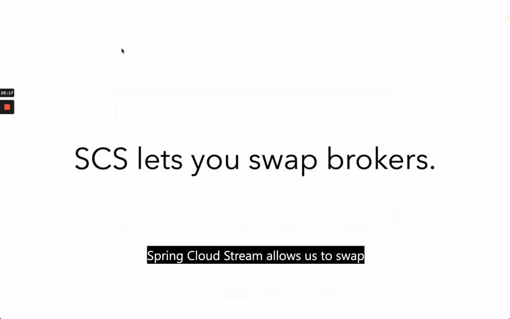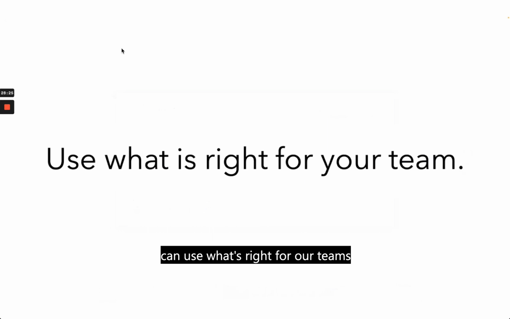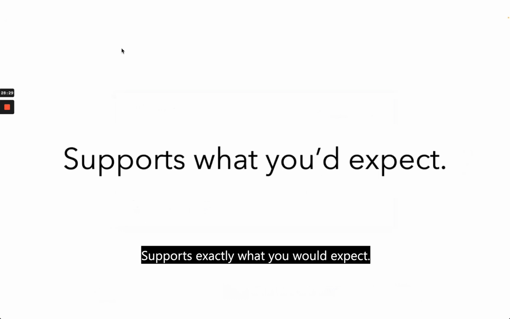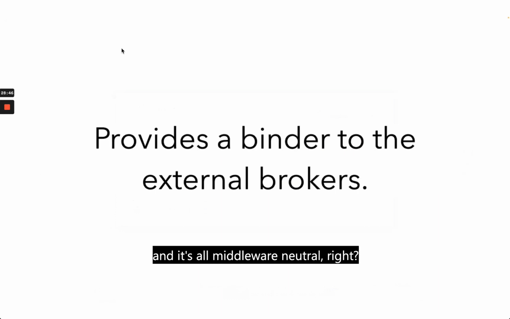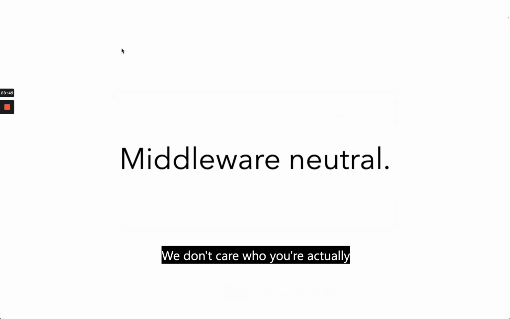Luckily for us, Spring Cloud Stream allows us to swap out the broker as necessary. So we can use what's right for our teams and change that if our needs change. It supports exactly what you would expect: Rabbit, Kafka, Kinesis. There's a whole bunch of partner-maintained bits, including the cloud-specific instances of some of these event brokers. What we end up getting here is a binder to the external broker, and it's all middleware neutral, right? We don't care who you're actually using under the covers. We'll abstract that part away for you.